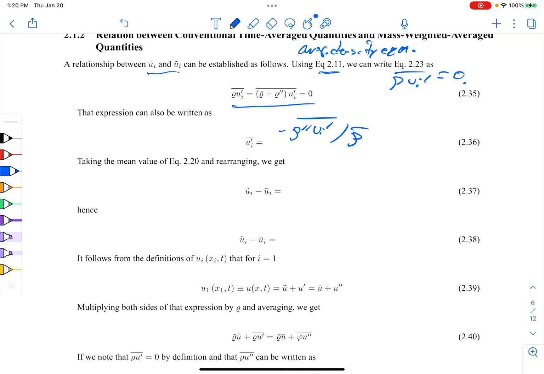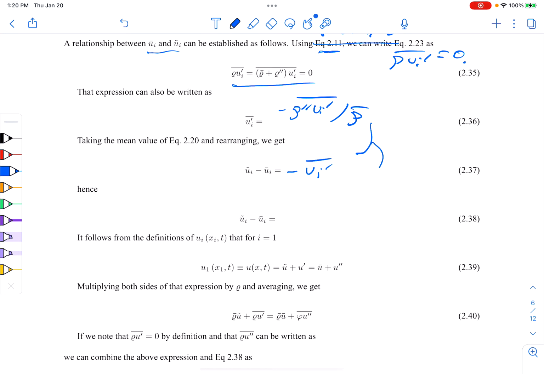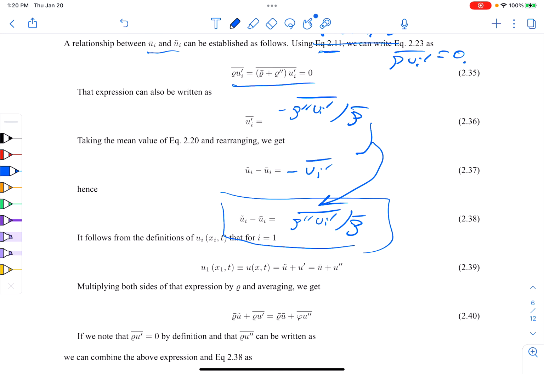Now I'll take the mean of 2.20, which is that average density equation, and I'll rearrange it, and you'll see it's negative u_i prime bar. Excuse me, it's the averaged equation applied to U, not density. Okay, so I can combine these, and I will get U tilde minus U bar. Remember, that's the mass average velocity minus the mean velocity, and that would be rho double prime u_i prime all over rho bar.